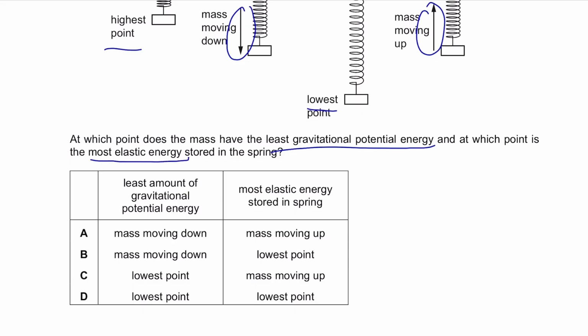Okay, first you need to take note that they're both energy, and the point where you have the least gravitational potential energy is actually the point where you'll have the highest or the most elastic energy. That is because the total energy always stays the same.